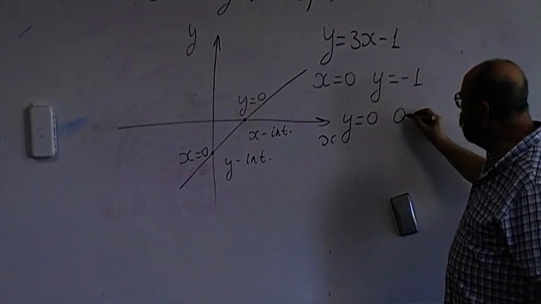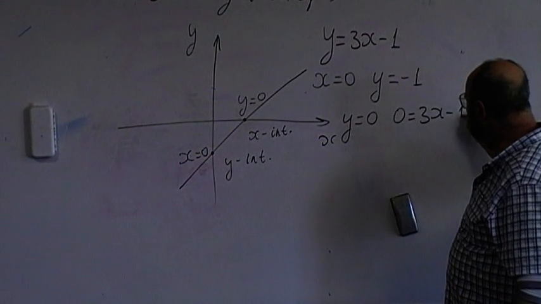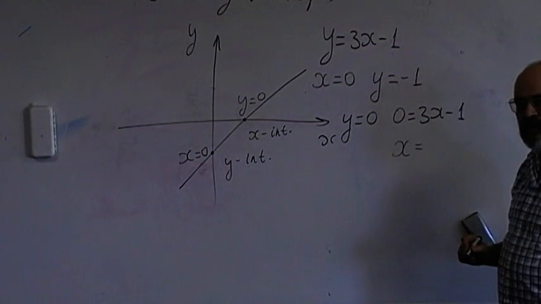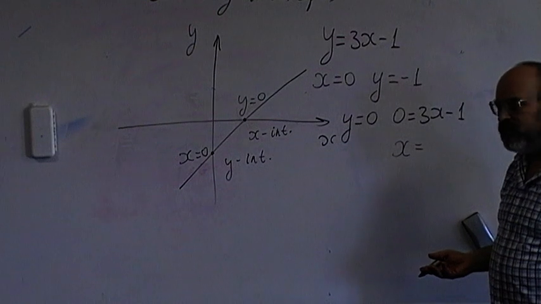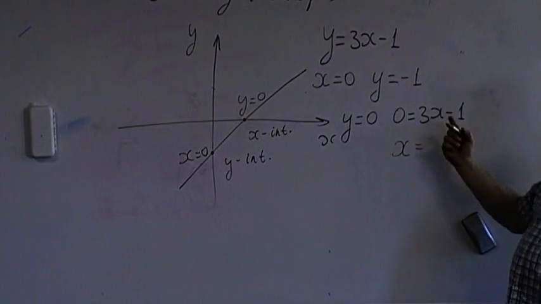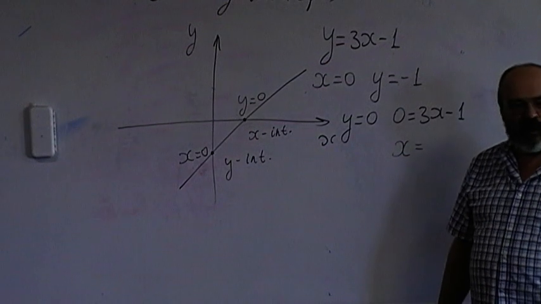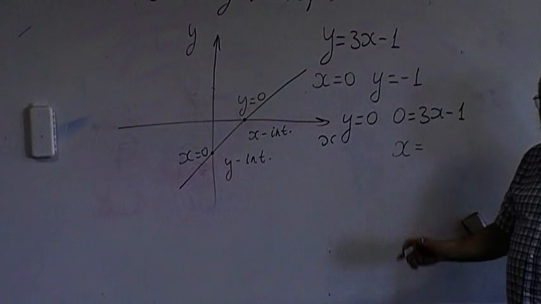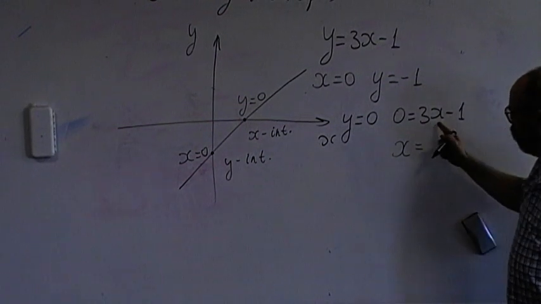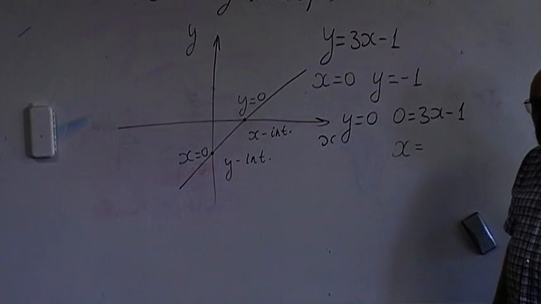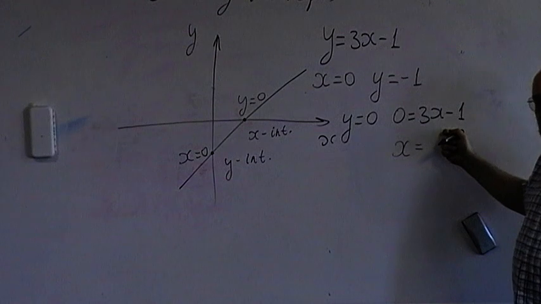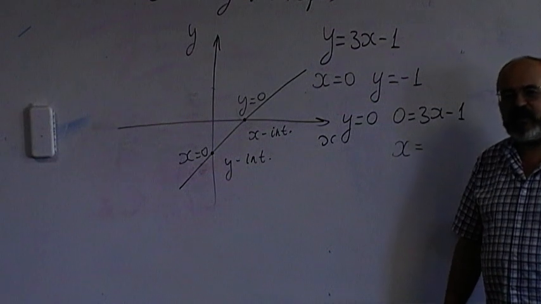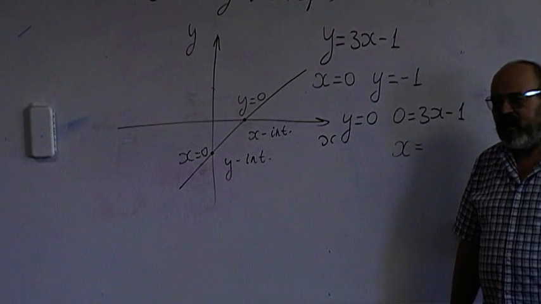And we get the equation 0 equals 3x minus 1. Solving this equation, what will x be equal to? If x is 0, substitute 0, what will you get on the right hand side? Negative 1 equals 0. Beautiful solution. New word in mathematics. 0 equals 0.